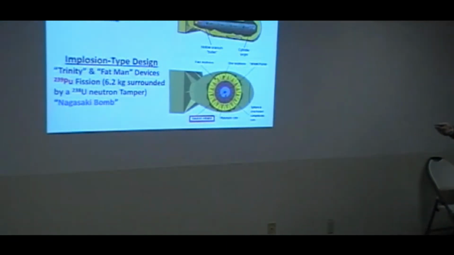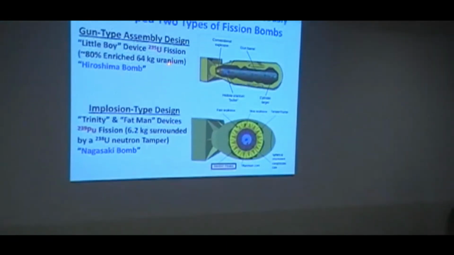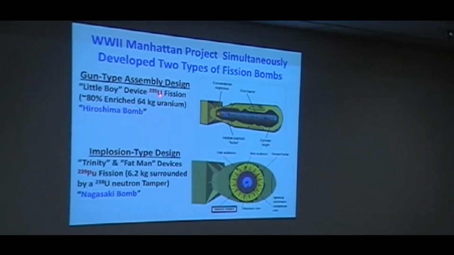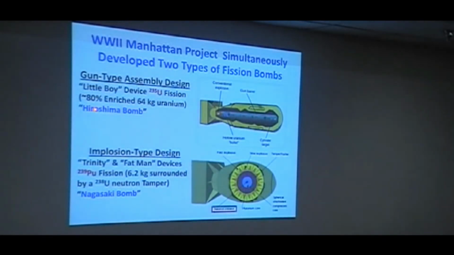The gun assembly, which was based on uranium-235 fission, which was 80% enriched of 235 isotope, and that was the Hiroshima bomb. And this is a schematic where you had a target of uranium and a bullet, and they were forced together by a chemical explosion. They were subcritical. Critical meant that you had a mass sufficient to be spontaneous and do the chain reaction.